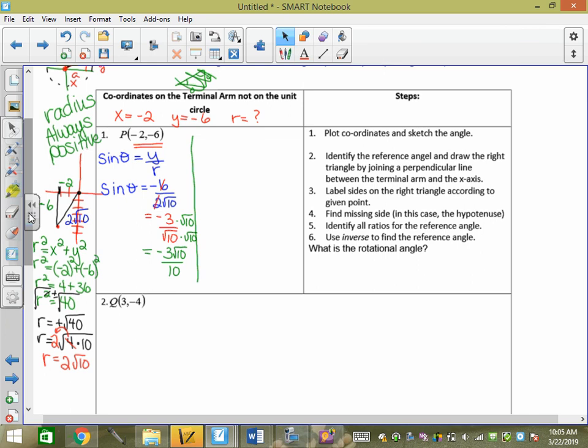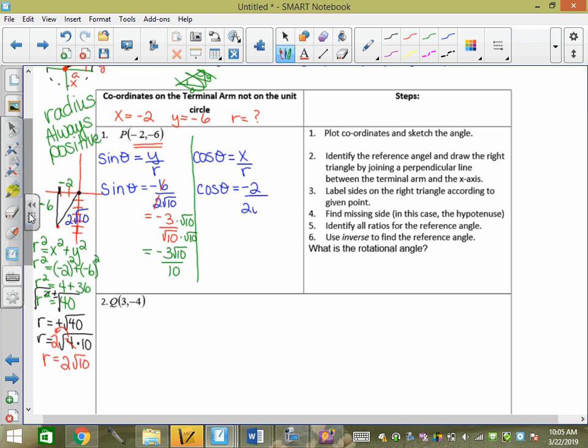Then we're going to do cos. It's adjacent over hypotenuse, so x over r. Cos theta equals negative 2 over 2 root 10. The 2's can cancel. Multiply by root 10, and you get negative root 10 over 10.